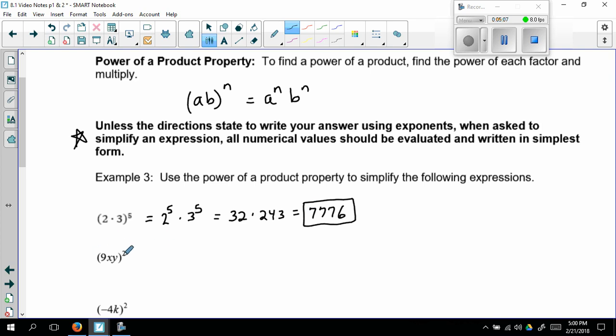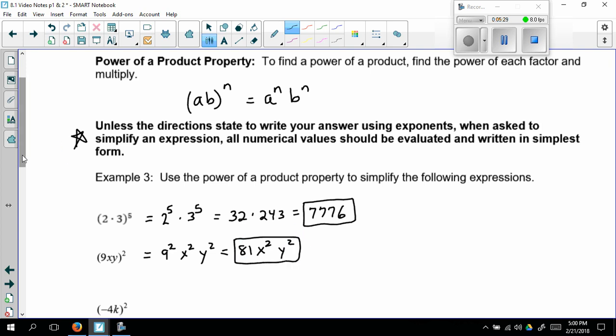This next one, notice the base is 9xy, so it's all raised to the second power. So each individual part is raised, so I have 9 squared, x squared, y squared. So that's going to be 81 x squared, y squared. And that's my simplified answer.